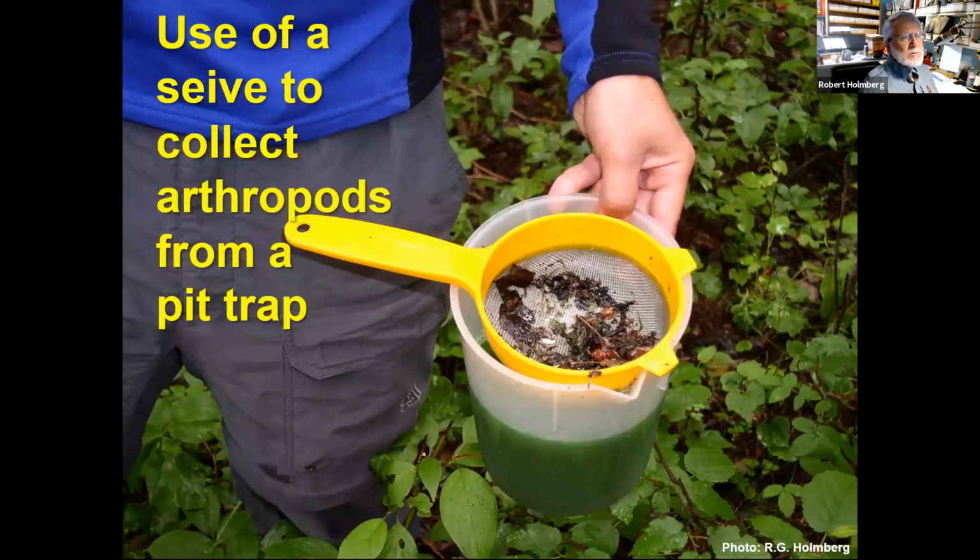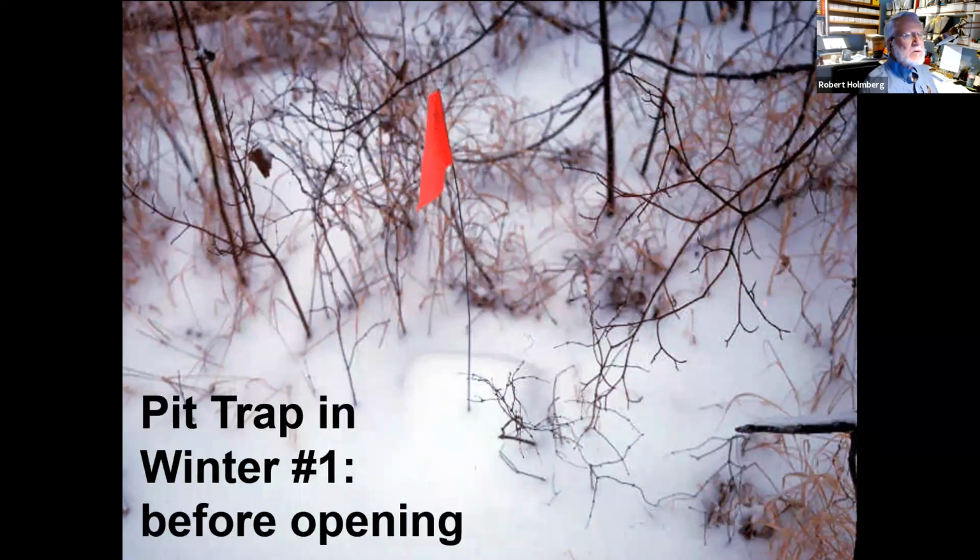So you often will use a sieve to get out arthropods, say, but also leaf debris and whatnot, and then you can recycle the fluid preservative for many months or even years. You can use pit traps in the wintertime, and this is a pit trap line that I was using to catch spiders that matured very late in the season or very early in the spring.